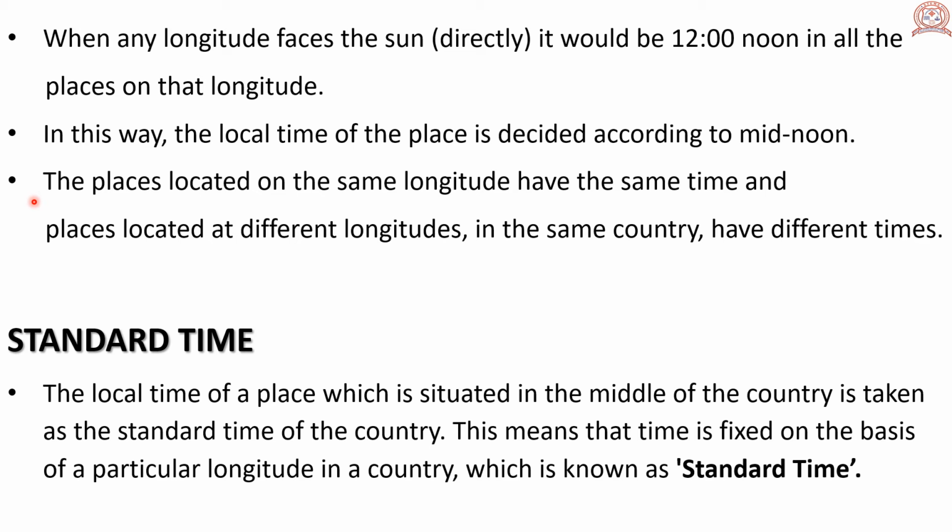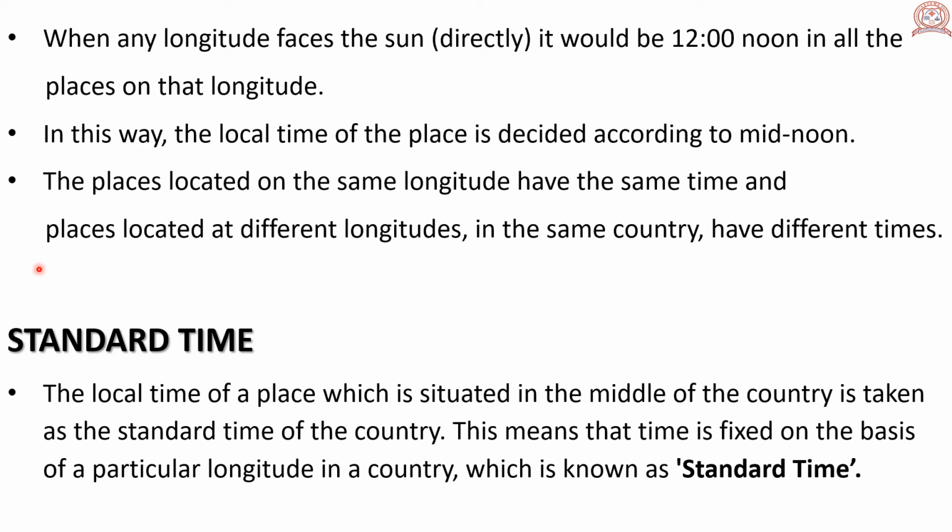The places located on the same longitude have the same time, and the places located at a different longitude in the same country have different times. In a country, if the local time is different in different places, it can create problems in administration. How can one work in such a situation? What must be done to solve this problem?